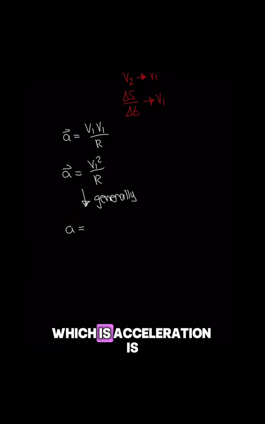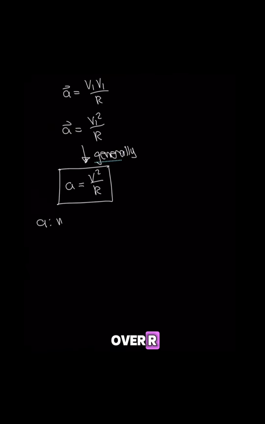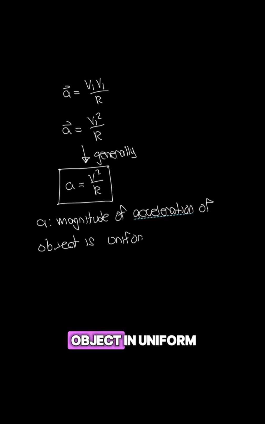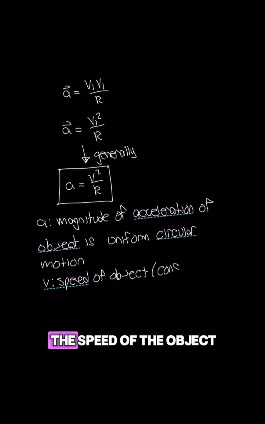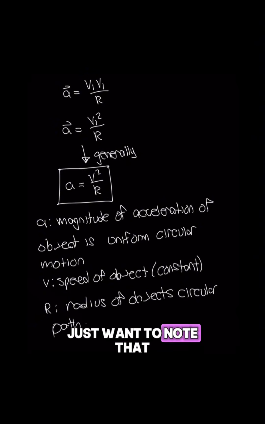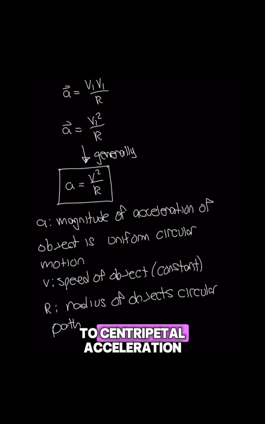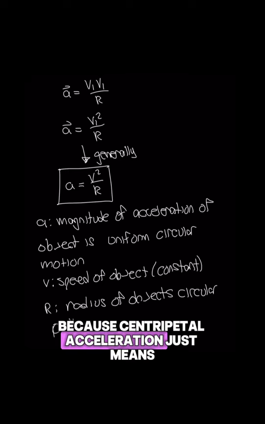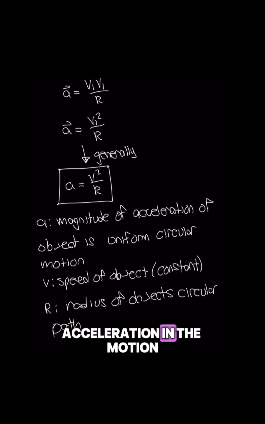We can generalize and get the final answer, which is that acceleration is equal to V squared over R, where a is the magnitude of acceleration of the object in uniform circular motion, V is the speed of the object, and R is the radius of the object's circular path. I just want to note that this is also equal to centripetal acceleration, because centripetal acceleration just means acceleration in the motion of a circle.